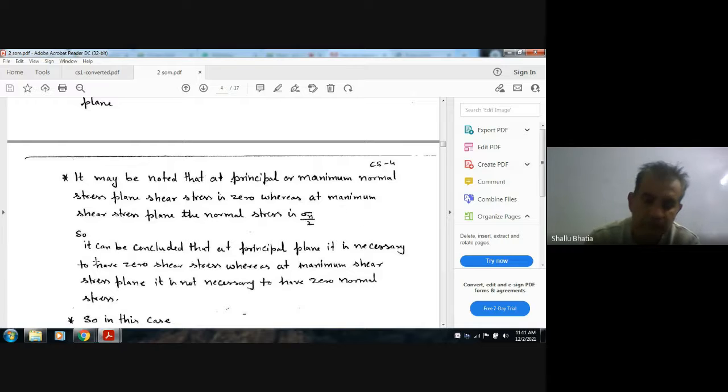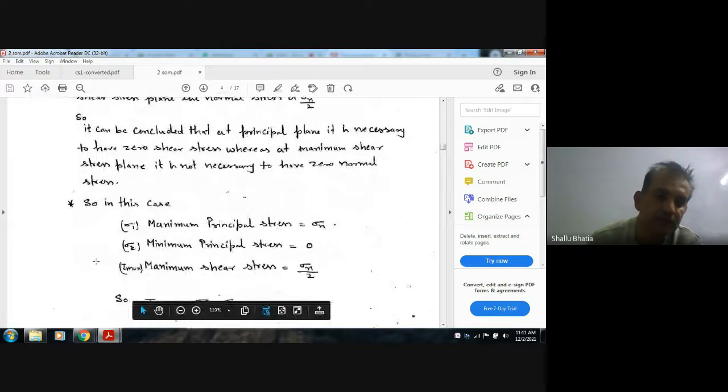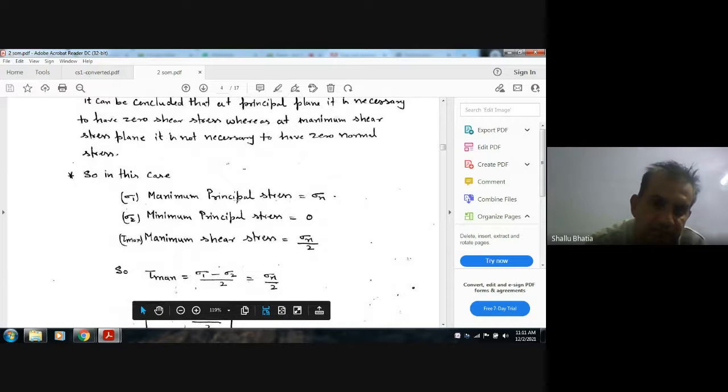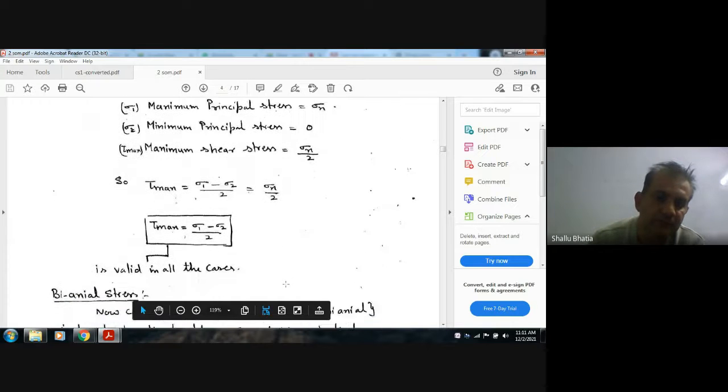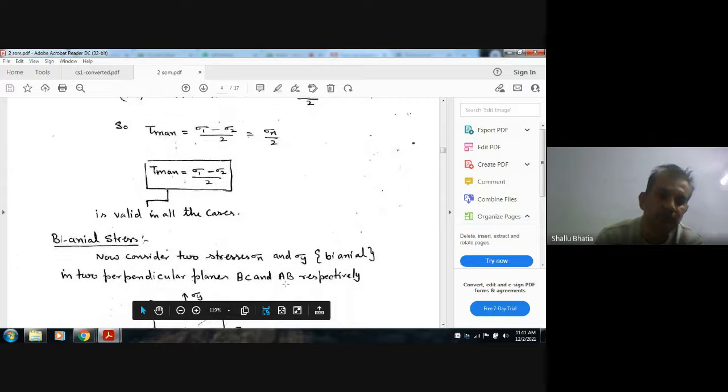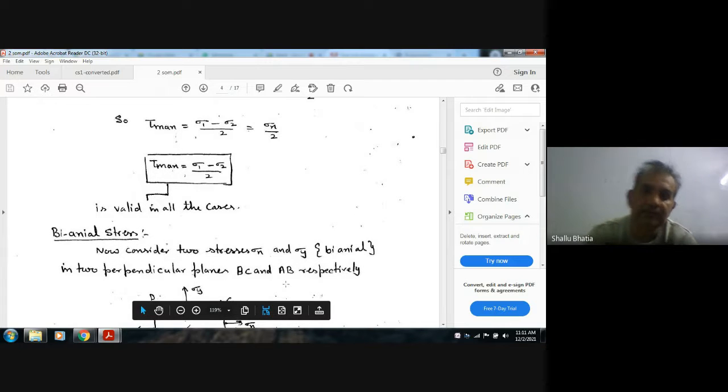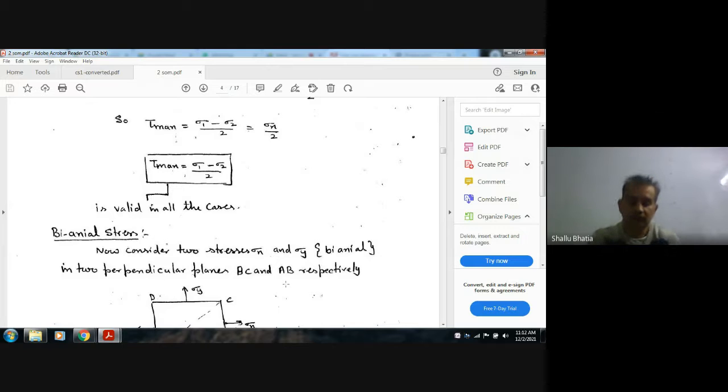So in this case, sigma 1 is the maximum principal stress, sigma 2 is the minimum principal stress, 0, and the maximum shear stress is sigma x by 2. And we saw that tau max is equal to sigma 1 minus sigma 2 by 2, which is sigma x by 2. This is true in all the cases. This is the case of uniaxial stress. It means the stress acts in only one direction, that is, in the x direction.